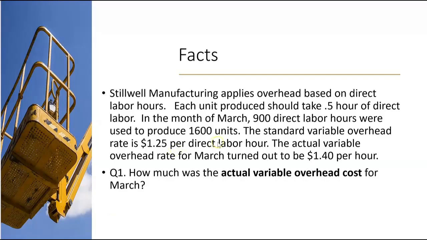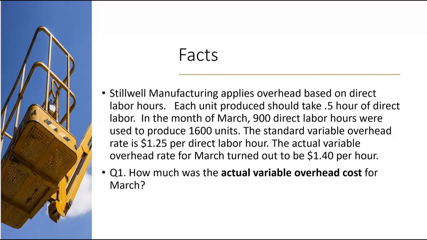In the month of March, 900 direct labor hours were used to produce 1,600 units. The standard variable overhead rate is $1.25 per direct labor hour. The actual variable overhead rate for March turned out to be $1.40 per hour. And that's what they would do on a sim like this, pour on a lot of facts and figures, many of which would not be relevant for any particular question.